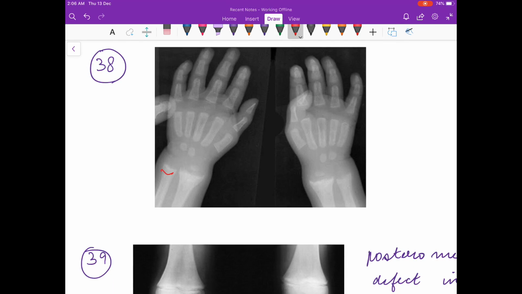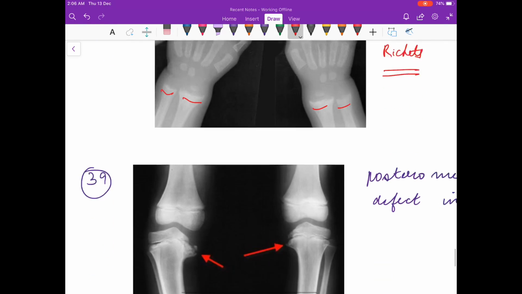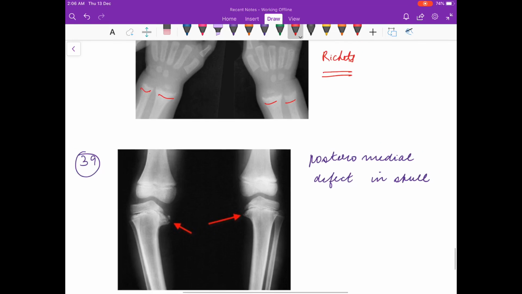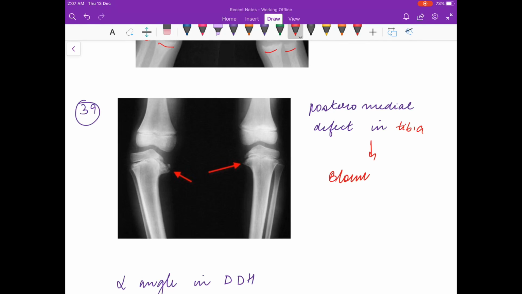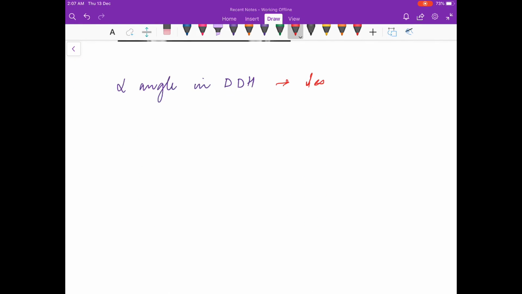What is this? Cupping, fraying, and splaying of wrist. Seen in rickets. What is this? Posteromedial defect in tibia. It is seen in Blount's disease. Alpha angle in DDH decreases.